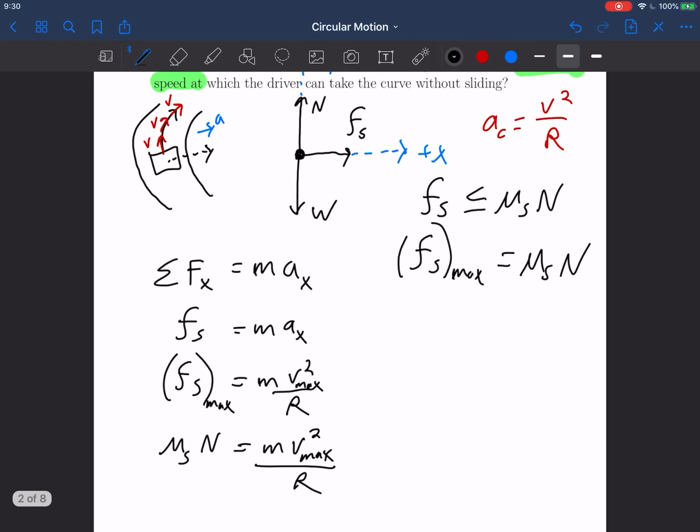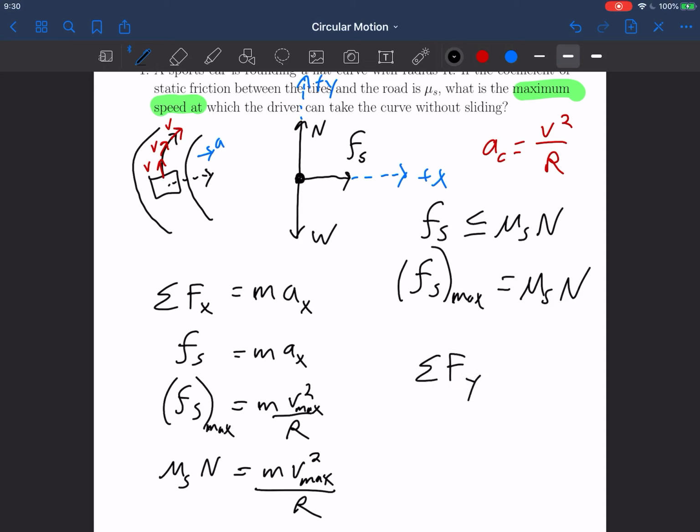It may be somewhat obvious to us, but just to make sure we follow the full procedure that we should always follow, to find the normal force, we can always use Newton's laws. I can look in the y direction. I have two forces, and those two forces must add up to 0 because this car is not flying up into the air or falling into the ground.